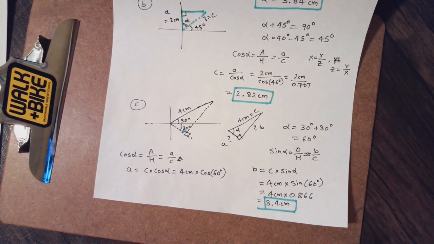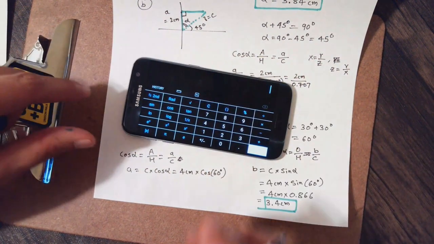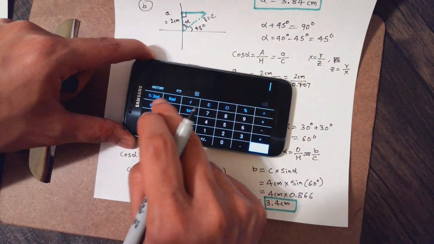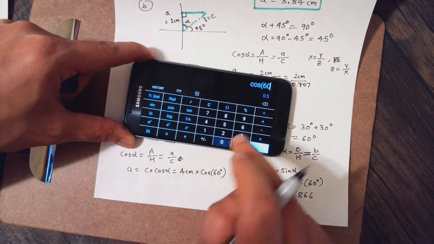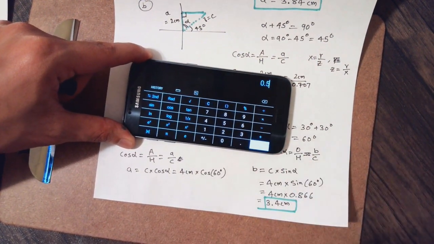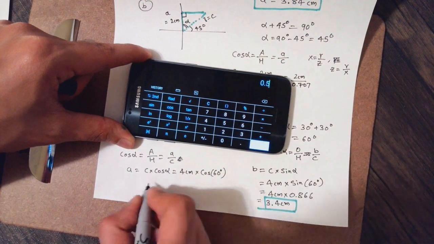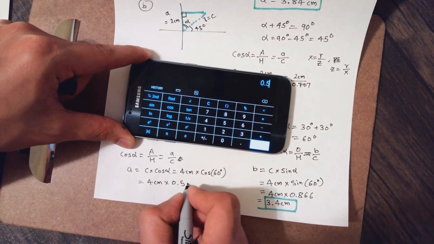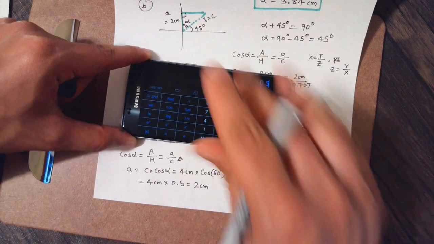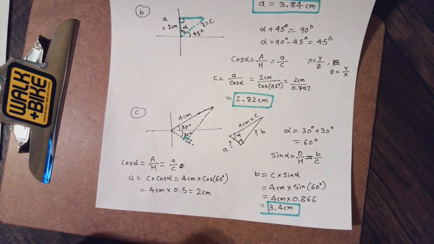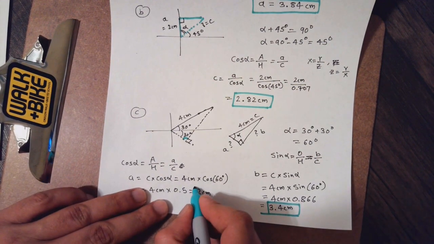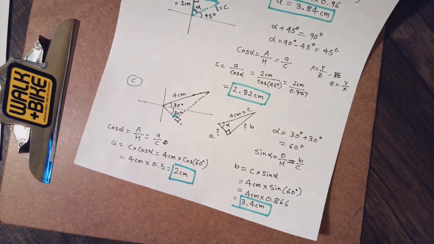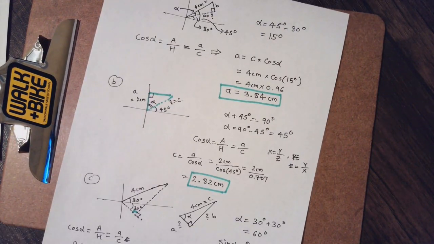So just use the same logic again. Cosine of 60 degree. Cosine of 60 is 0.5, right? Very easy to remember. So I don't even have to use any calculator here. 4 centimeter times 0.5 is 2 centimeters. So the shorter side is 2 centimeters, longer side is 3.46. Okay, so that was problem number 4. Let's move on to problem number 5.